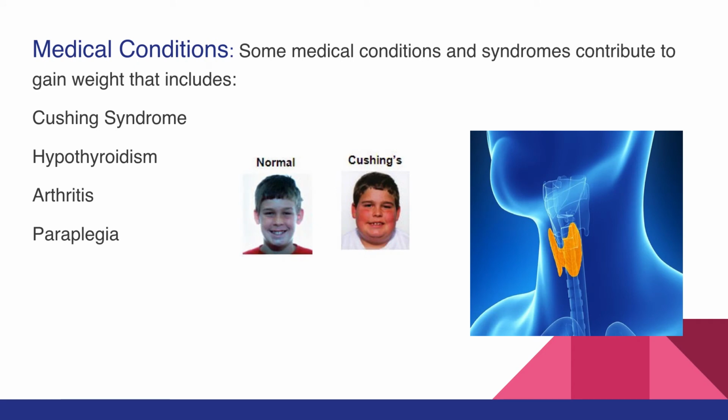There are some medical conditions that can also cause obesity. Some medical conditions and syndromes that contribute to weight gain include Cushing syndrome, that's shown in this picture. There's a normal picture of that boy, and then the other one on the right side shows Cushing syndrome, and how that syndrome makes that baby obese. And then hypothyroidism also causes obesity. Arthritis and paraplegia also contribute to obesity.